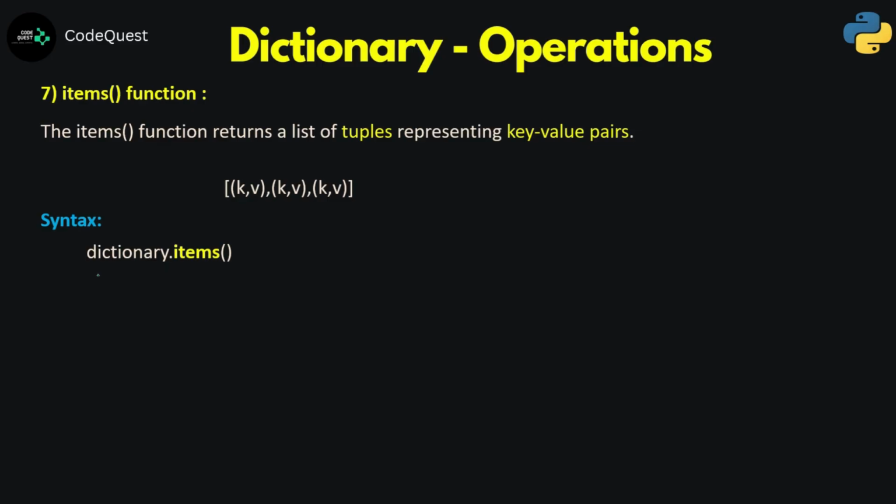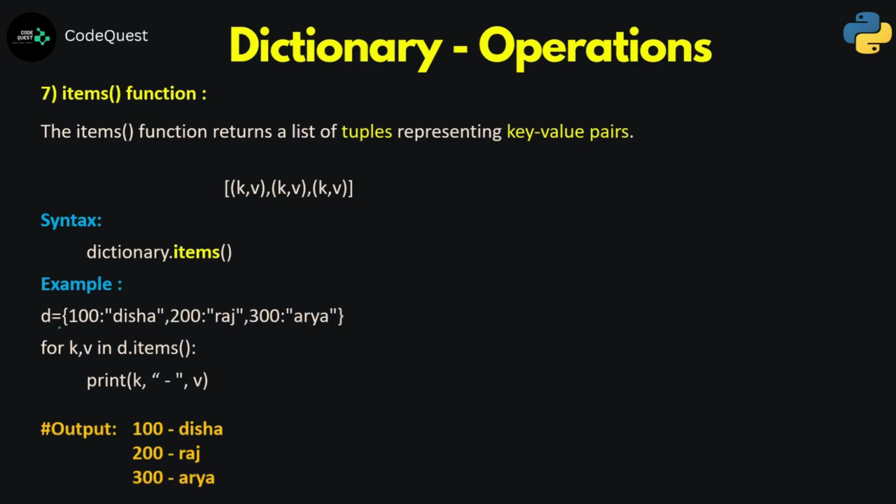Now we can call upon this items function on a dictionary. Let's say this is a dictionary we have. So here we have taken two variables k and v separated by comma in d.items(), because d.items() is going to produce this kind of list. So the first value is the key, the second one is the corresponding value of the key. So here k and v are going to represent the key and the value.